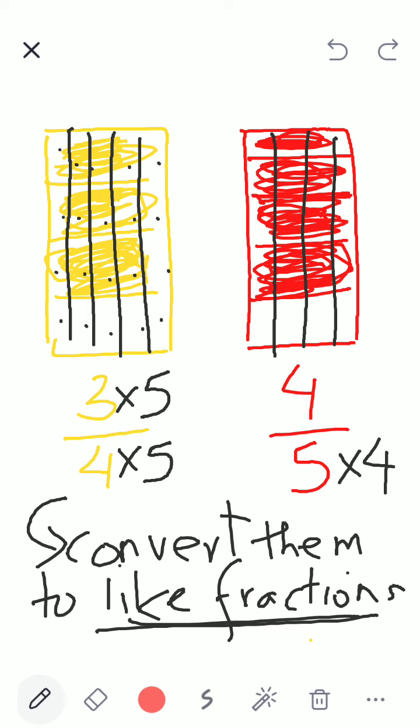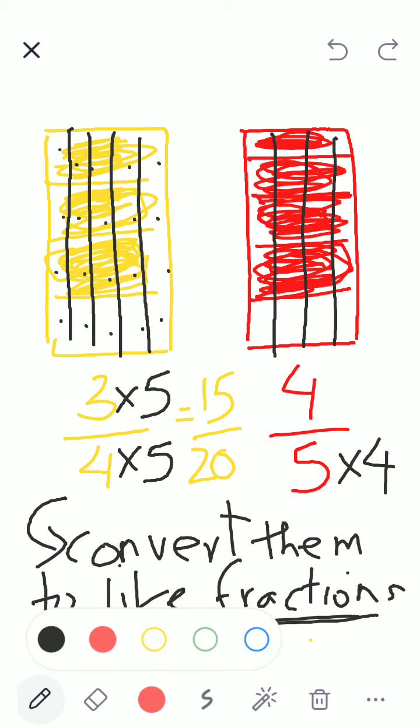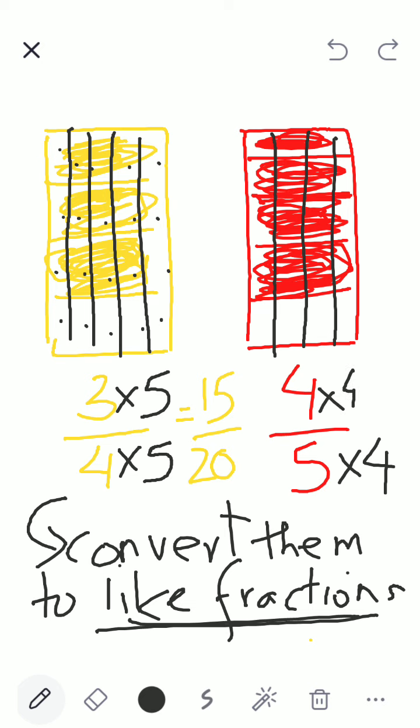So you see now, shaded part is how many pieces? Yellow chocolate, shaded part, 15. This becomes 15 by 20. And 4 multiplied by 4. Correct? Sorry, I have to change the color. Wait. 4 multiplied by 4, how many pieces? 16 out of 20. Let me just write this smaller.